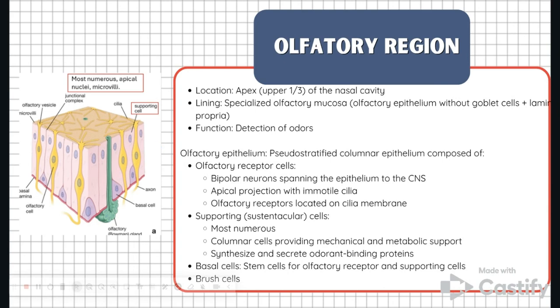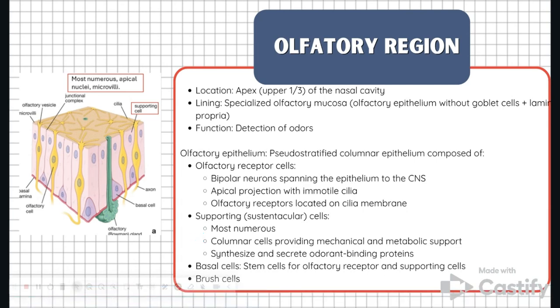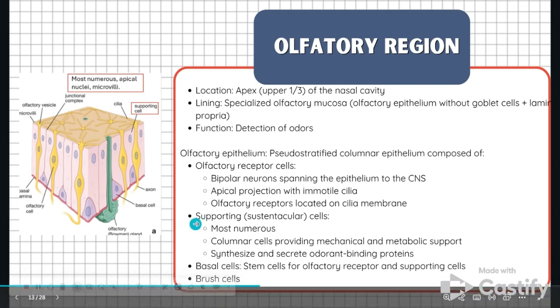Supporting sustentacular cells. Basically, what are these? They're columnar cells providing mechanical and metabolic support, and they secrete odorant binding protein. When I ask you the supporting cells' function, you could just tell me that they're columnar cells that provide mechanical and metabolic support, and they secrete odorant binding protein. Odorant means smell. Basal cells, they're stem cells, like we said, for olfactory receptors and supporting cells. Things that we've already been mentioning.